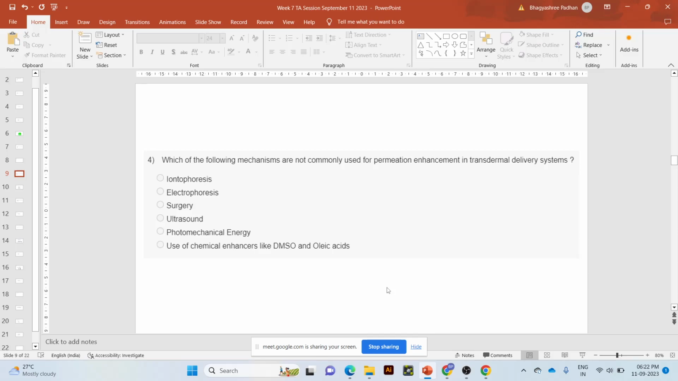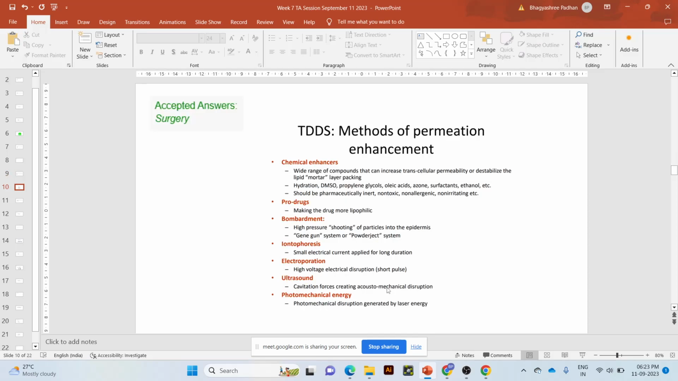Now the next question, which of the following mechanisms are not commonly used for permeation enhancement in transdermal delivery systems? Iontophoresis, electrophoresis, surgery, ultrasound, photomechanical energy, use of chemical enhancers like DMSO and oleic acids. So here the correct answer would be surgery, which is not commonly used for permeation enhancement. Rest of the options such as chemical enhancers, prodrugs, bombardment, iontophoresis, electroporation, ultrasound, and photomechanical energy are other methods of permeation enhancement.